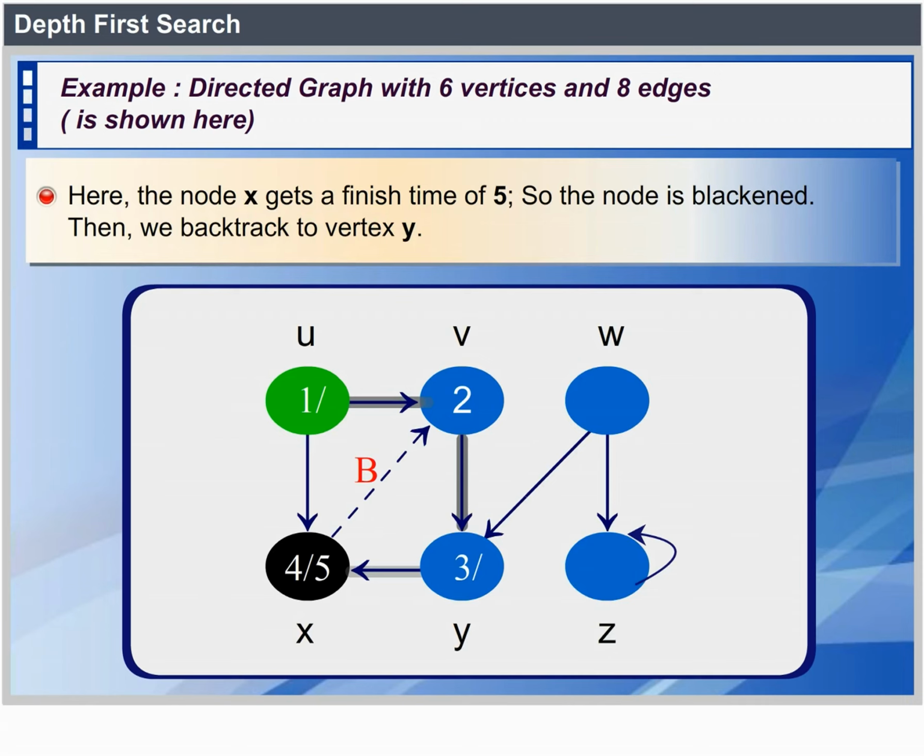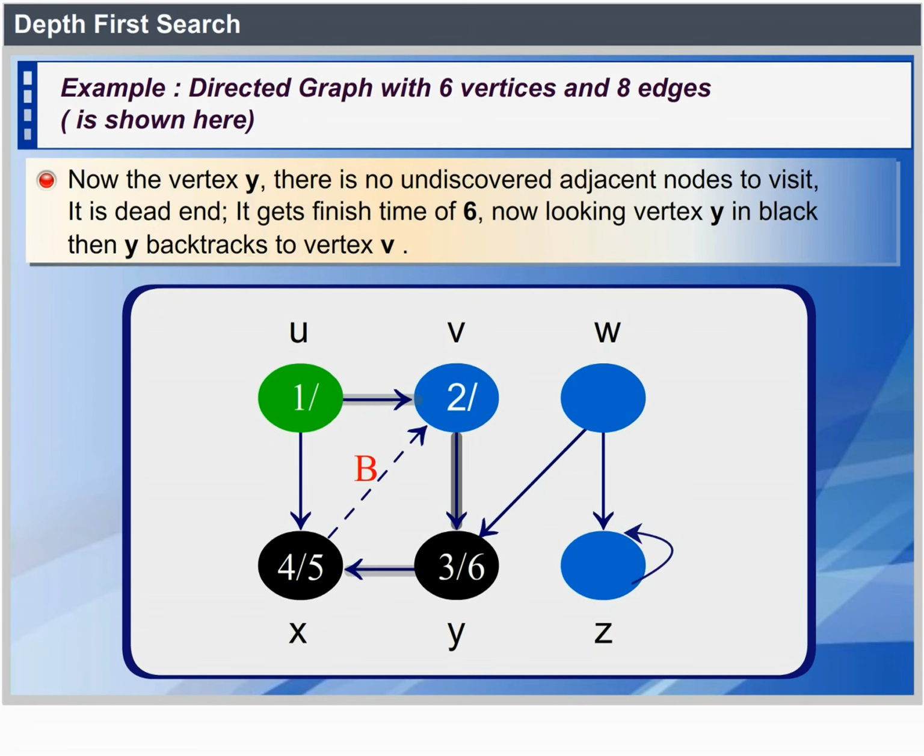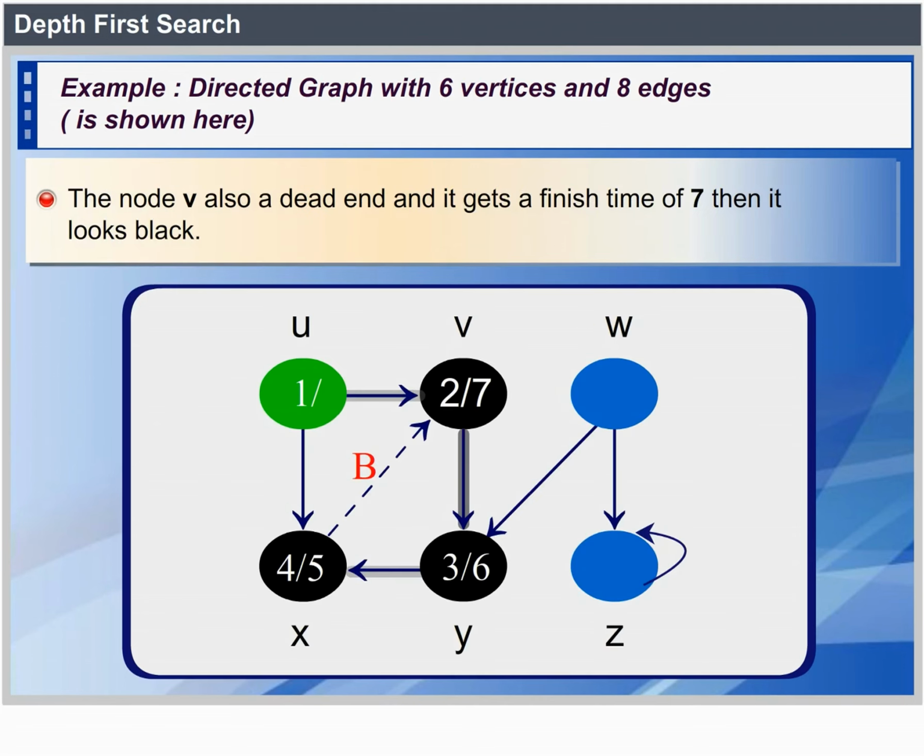Then we backtrack to vertex y. Now at vertex y, there are no undiscovered adjacent nodes to visit. It is a dead end, and it gets a finish time of 6. Now y is shown in black, then y backtracks to vertex v. The node v is also a dead end, and it gets a finish time of 7, then it turns black.